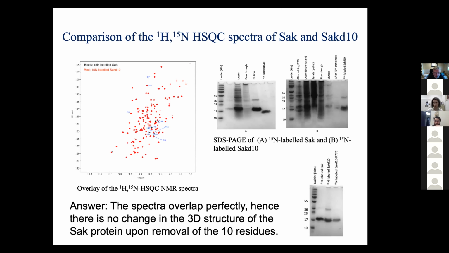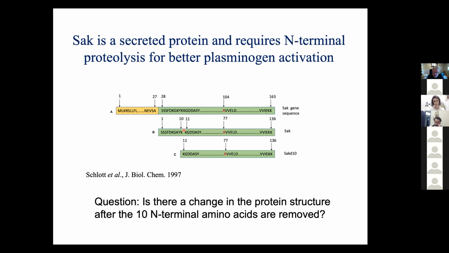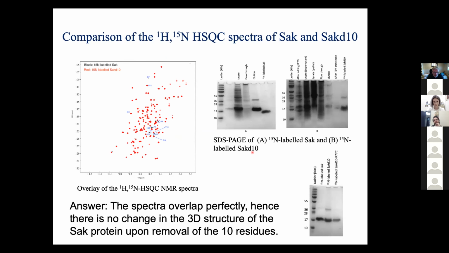Now, if you look closely, there are a few black peaks that are extra. Which are those? Well, those are the black peaks for those 10 amino acids, the amides for those 10 amino acids, which are not present in this particular part, right? But if you look, all these red spots, almost all of them fall perfectly on the black spots. So what does that mean? It means that there is absolutely no change in the structure of the protein after you take off the first 10 amino acids. So the protein completely maintains its overall structure after the removal of those 10 amino acids.